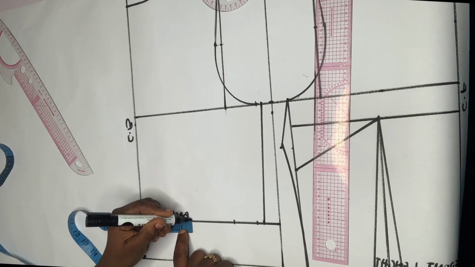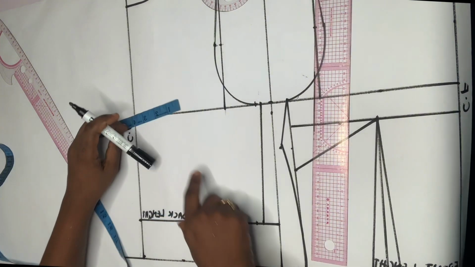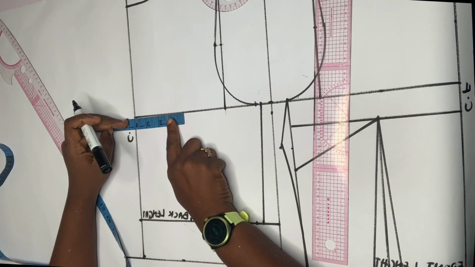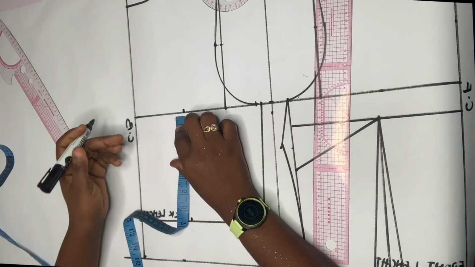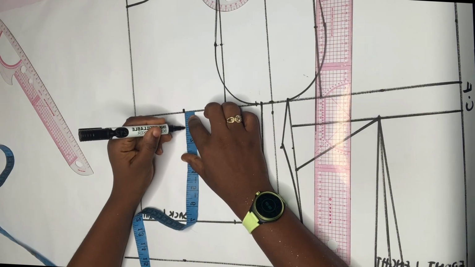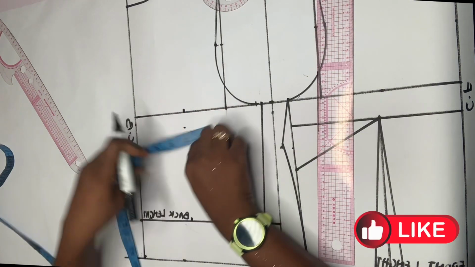The next thing we will do here is to take our bust span measurement from the center back, which is 4 inches. We'll mark it on the waistline and also on the chest line. And then from that chest line, we'll come down by 1 inch.